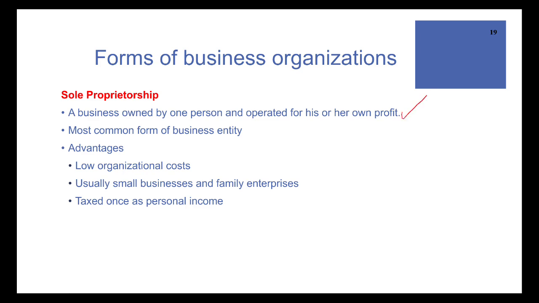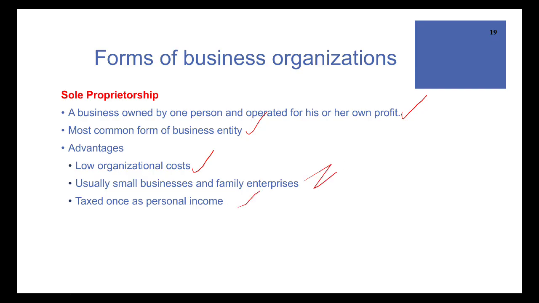Very important: only by one person. Not two, not three. Only by one person. So if you have a spaza shop only owned by one person, that's a sole proprietorship. It's the most common type. Very easy, low cost, very easy to operate.